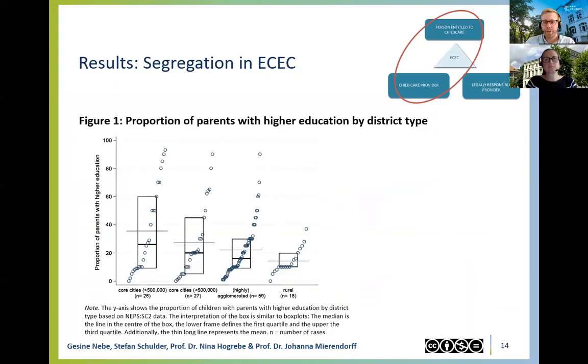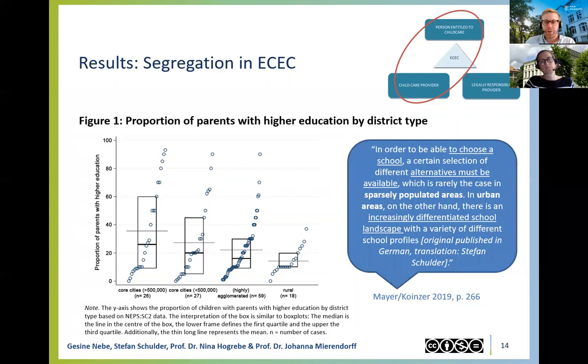If we compare the distribution between urban and rural areas, here's an example with a share of parents with a university degree, we see that in dense areas there are more options from which to choose. In rural areas, there are often not many alternatives. That means that dense areas are a precondition for being able to choose at all, as otherwise there are no alternatives. Maia and Kohnsa have already pointed out this relationship for schools, which can also be transferred to ECEC, especially because of a greater extent of freedom of choice.